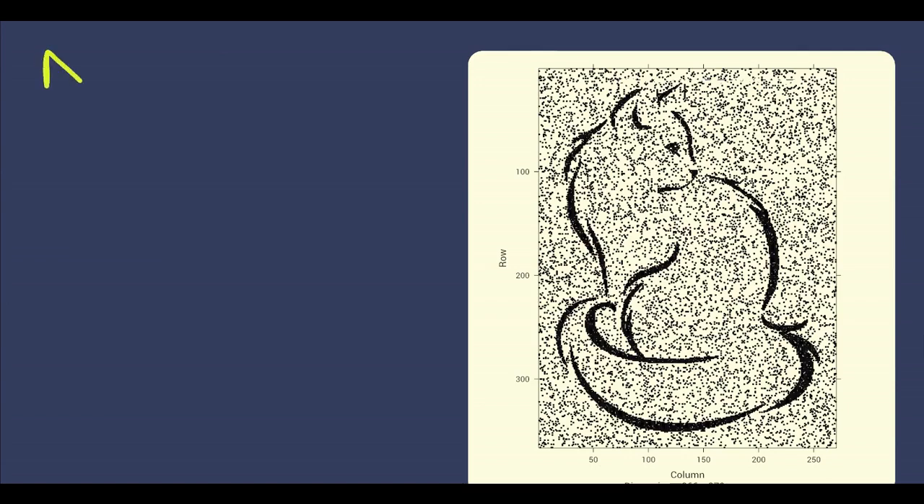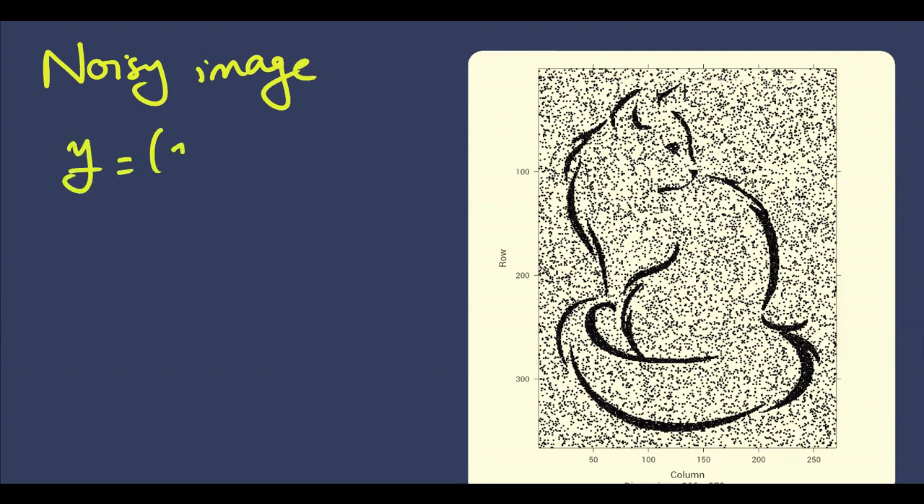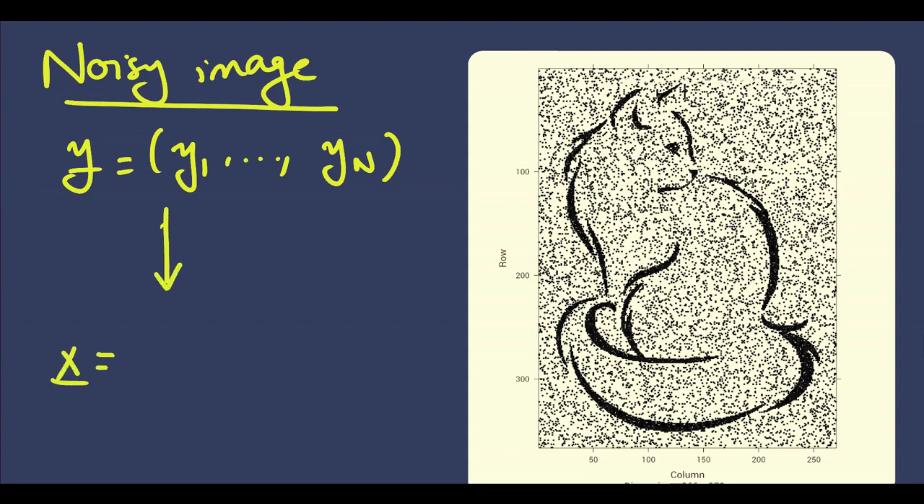So what we start with is this noisy image, which is going to be denoted by a vector y with an entry for each pixel. They'll all be zeros and ones, and we want to invert this to get back to the original image without noise. This is almost an inferential problem where our parameter now is the true image, so it's quite high dimensional.